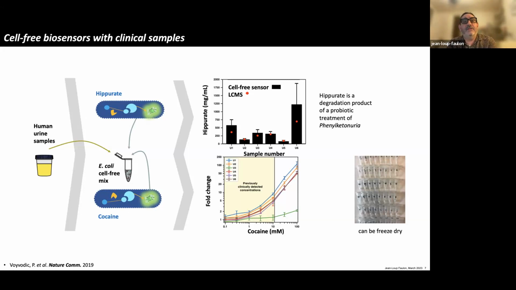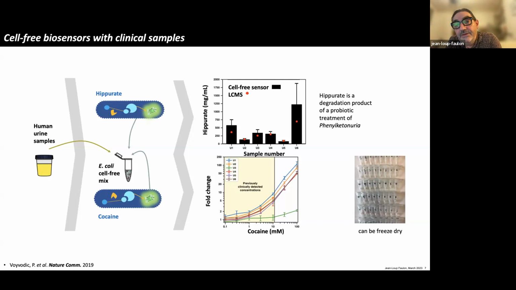And the way that works is that the probiotic has an enzyme that degrades phenylalanine, and it's for the disease phenylketonuria, which is the inability of the patient to degrade phenylalanine. So the way that works is that the probiotic degrades phenylalanine into trans-cinnamate through an enzymatic transformation. And trans-cinnamate is naturally degraded by the liver of the patient into hippuric acid. So the way to monitor if the treatment works is to just measure the amount of hippuric acid you have in urine.